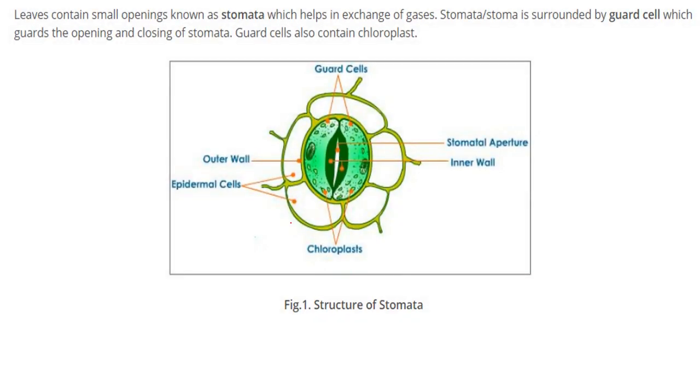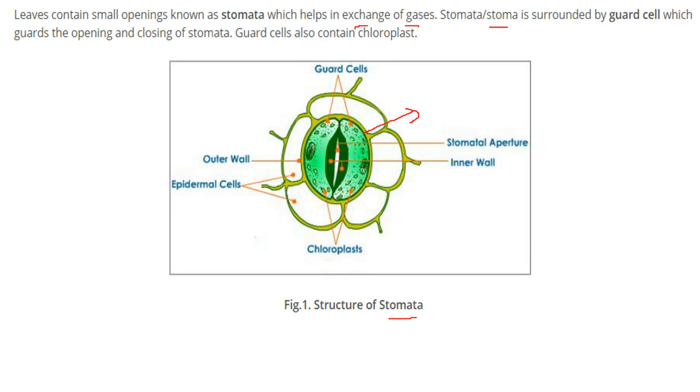Leaves have something called stomata. They have small openings known as stomata, and these are responsible for the exchange of gases. Stomata, somewhere you will also find stoma.